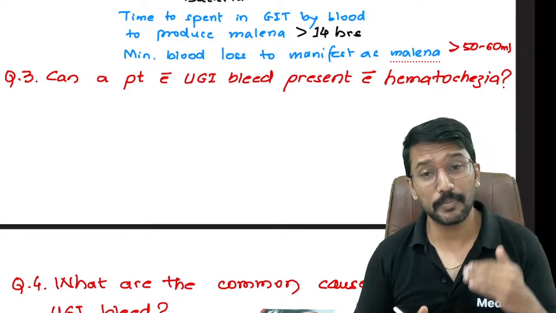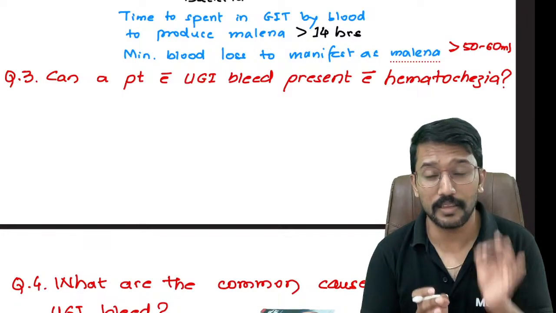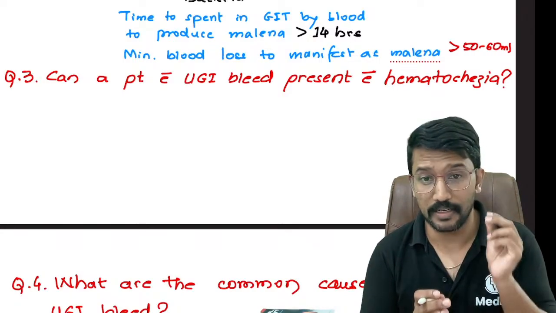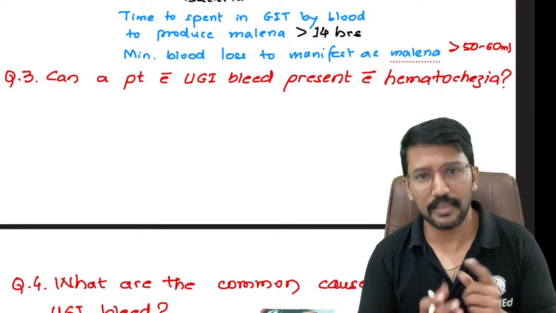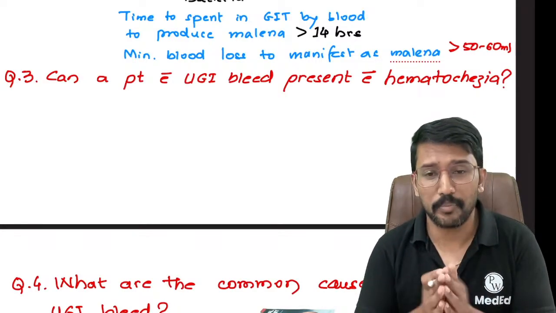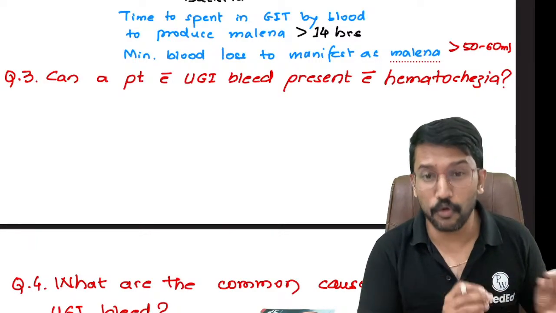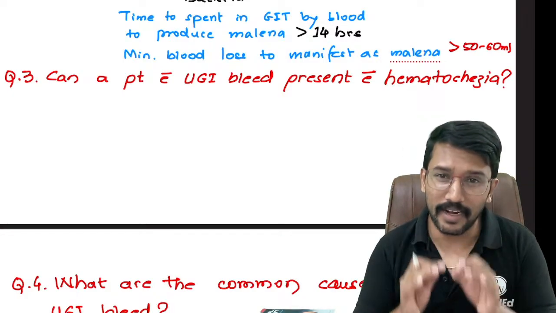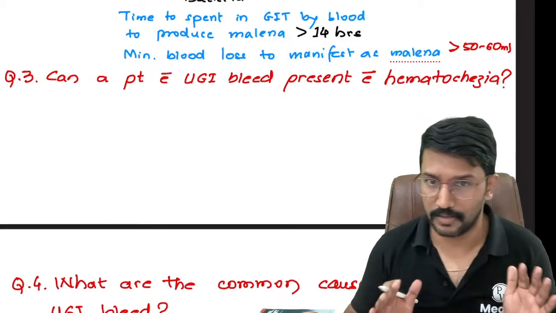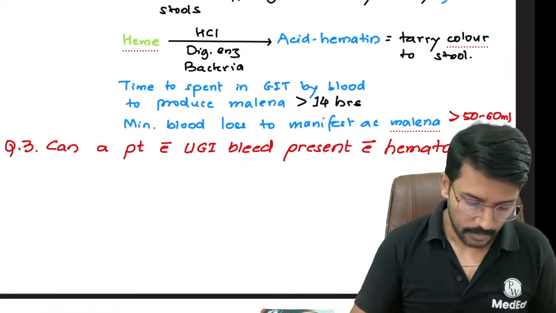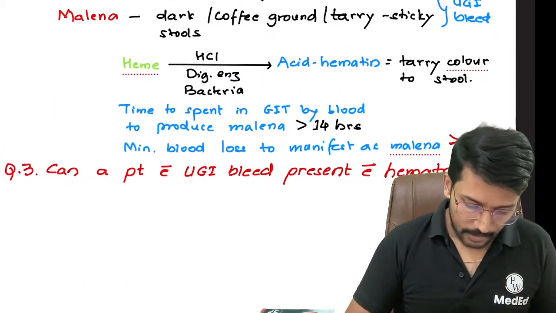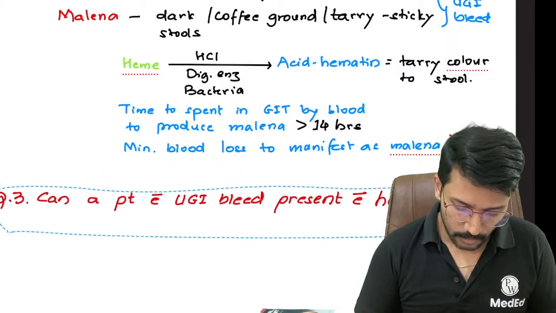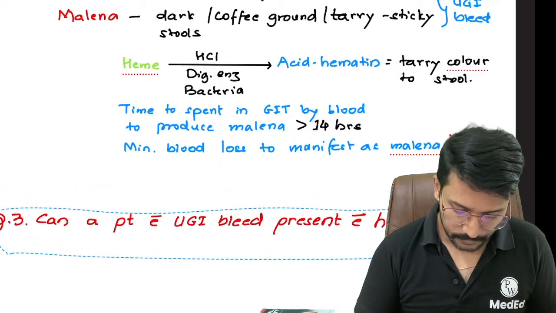So whenever a patient presents with melena, you learn three things about the patient. The first thing is he has an upper gastrointestinal tract bleeding. Second, you get to know that bleeding has happened at least 12 to 14 hours before the patient presented to me. And the third thing you learn is that the patient has bled at least 50 to 60 ml and not less than that. Clear? Okay.